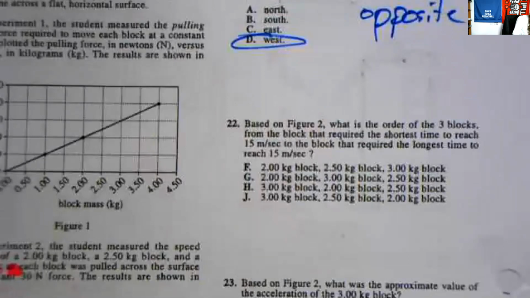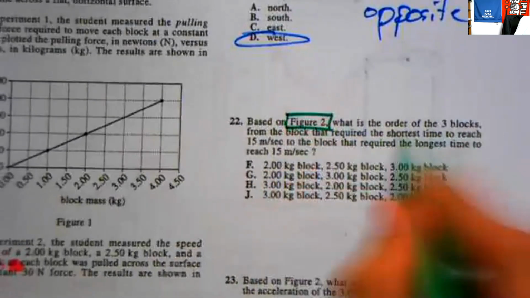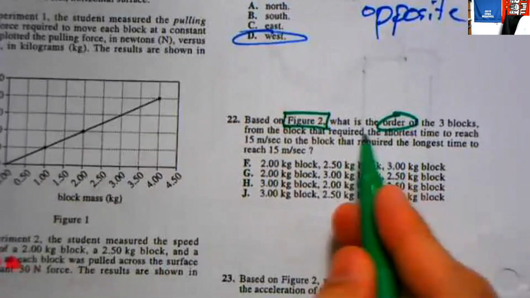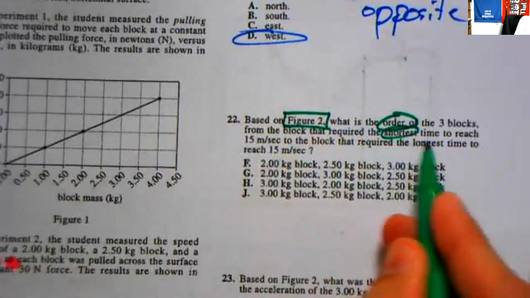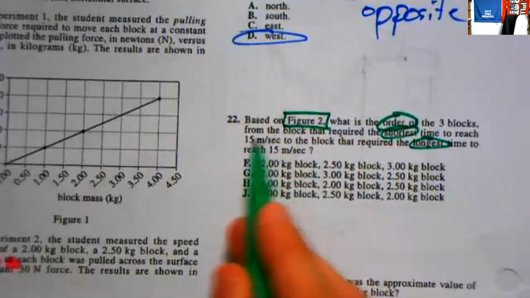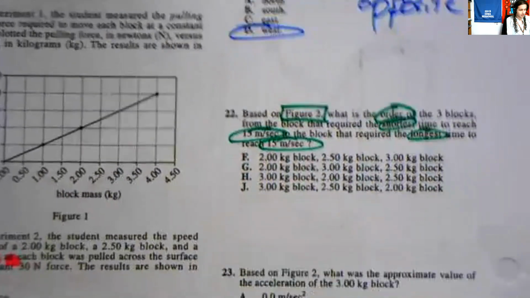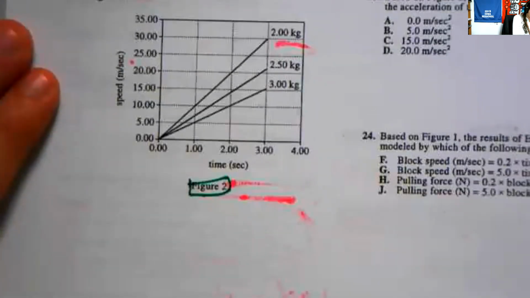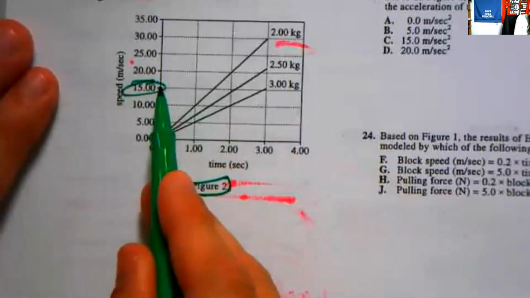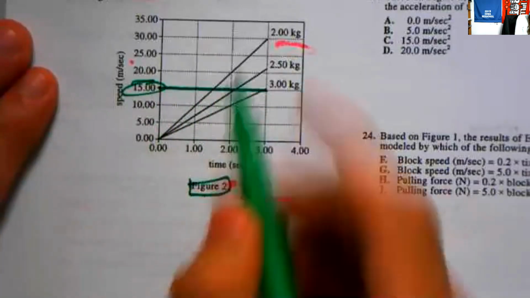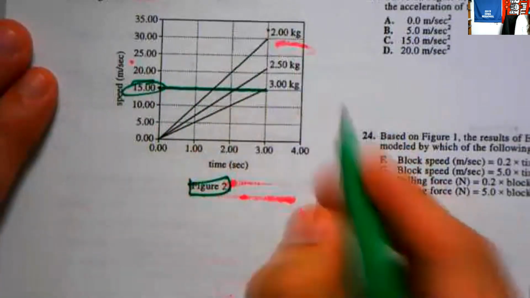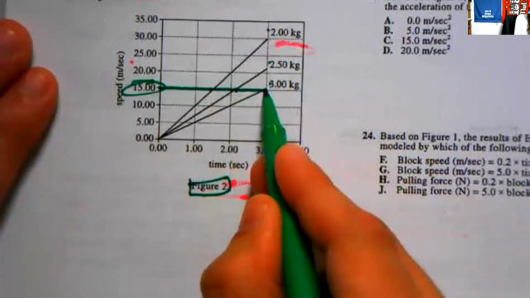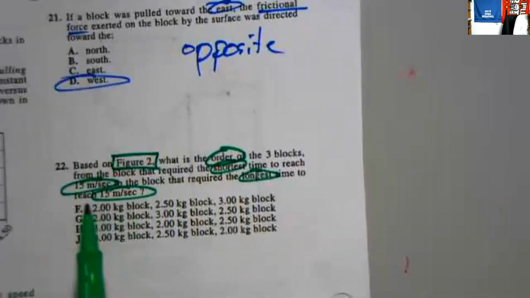Number 22, based on figure 2. What is the order? I'm going to circle that word order. It's kind of a mathy word. What is the order of the 3 blocks from shortest to longest time to reach 15 meters per second? Shortest to longest. So I'm going to go down here and look at figure 2. I'm going to look at a speed of 15 meters per second, and I'm just going to draw a line out there. Who was first there? 2 was first. 2.5 was second. 3 was third. 2, 2.5, 3. It's a quick one, hopefully. Let's answer F.